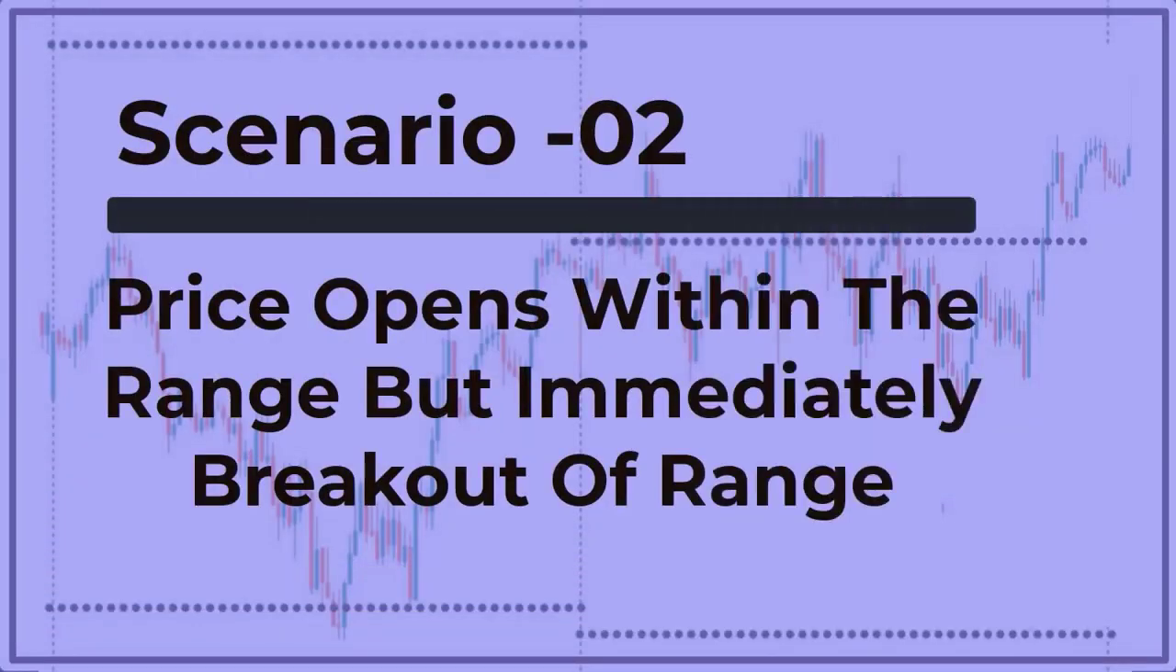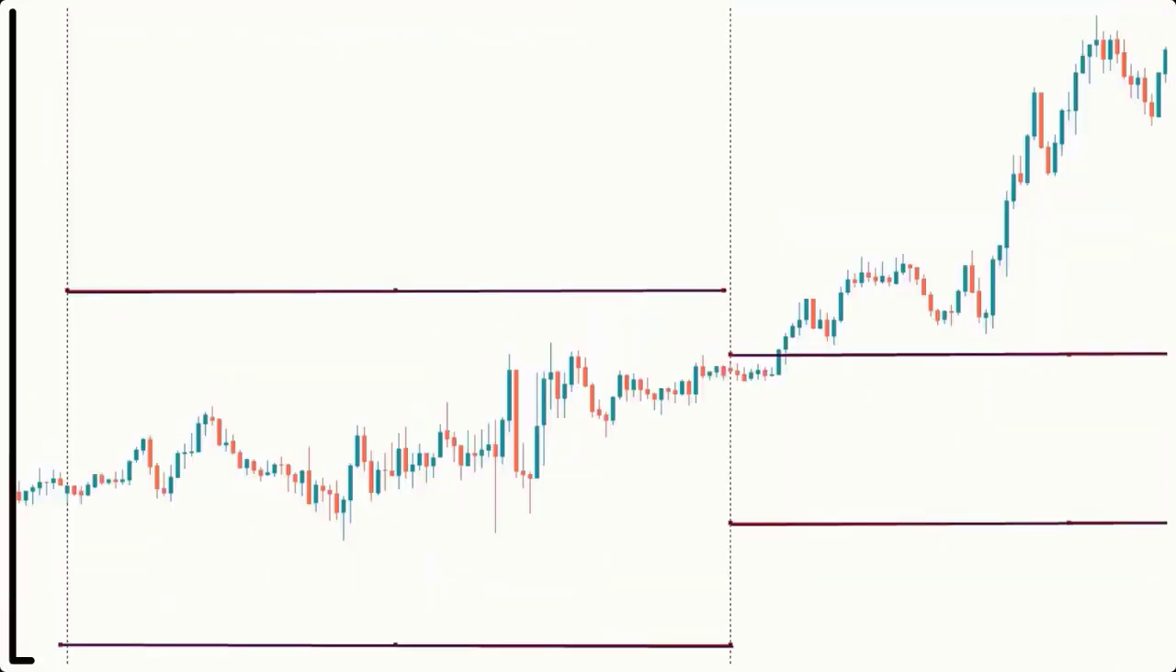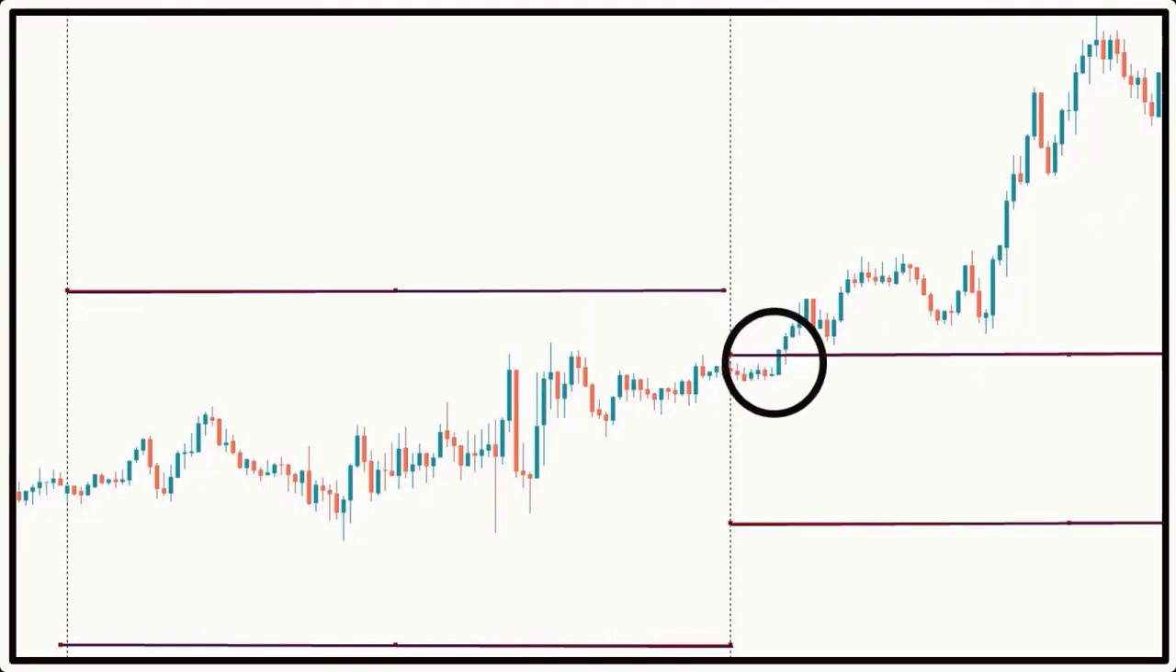Scenario number 2. The price opens within the prior range but immediately breaks out of the range. Sometimes you will notice that the price opens within the prior day's range but it will immediately break above or below the day range and close outside. This shows that the buyers and sellers don't see the current price as fair value. And one of them is pushing the price very hard.